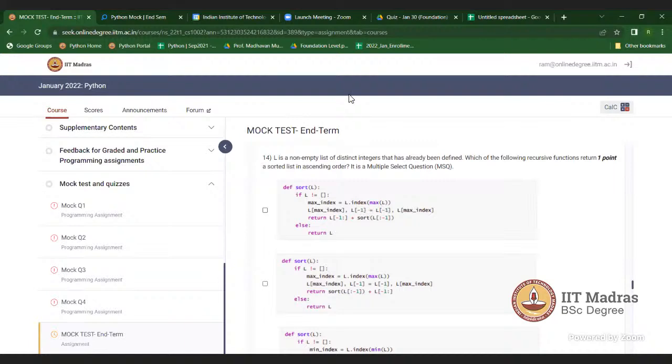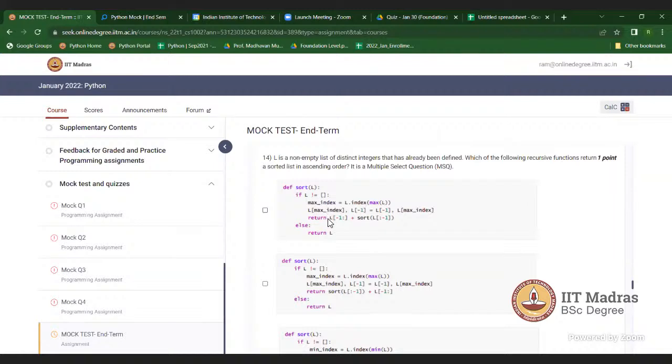What does that give you? You know, right? Max of L gives the maximum element, and L dot index of max of L gives the index of the maximum element. Okay. So now we have L of max index comma L of minus 1 equals to the swapped values. We are swapping the elements. So we are just swapping the last element's value with the value at the max index.